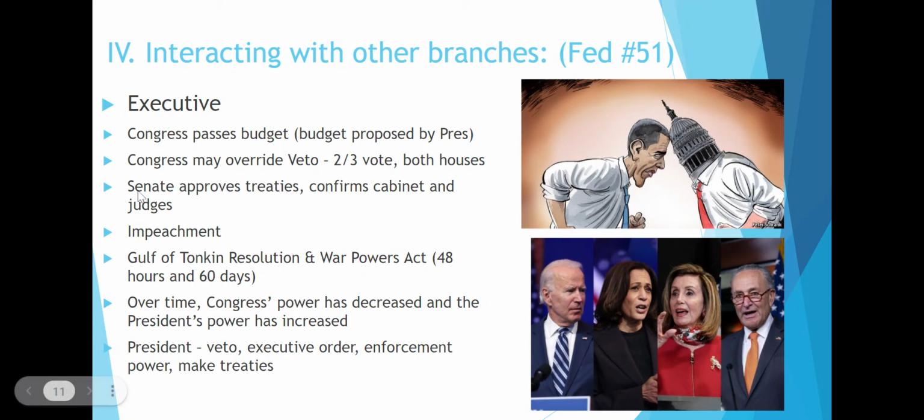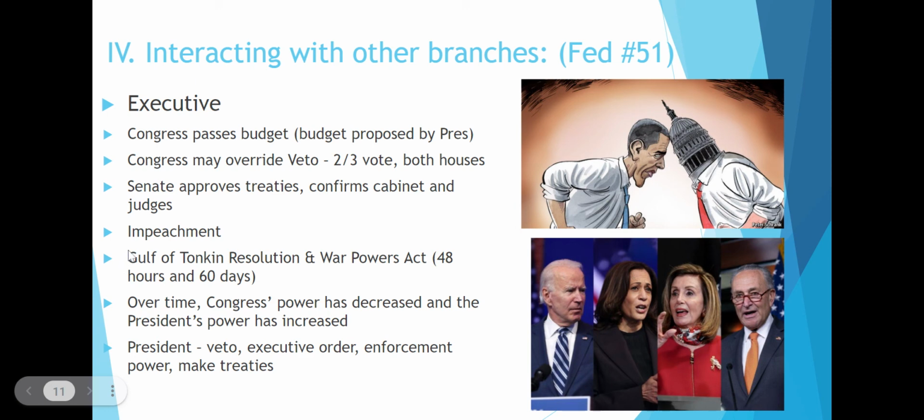The Senate, like I said before, has to approve treaties with a 2/3 vote. Cabinet members and federal judges have to be confirmed by a majority vote in the Senate. Impeachment is a check from Congress on the executive branch. Impeachment and removal, don't forget, two different things.